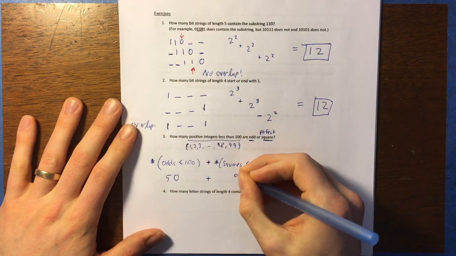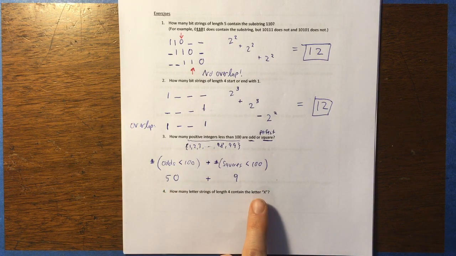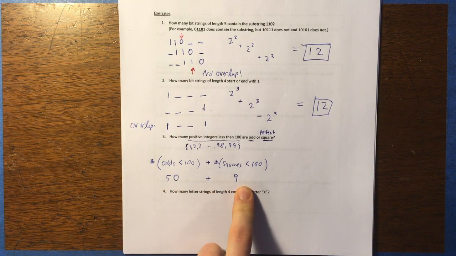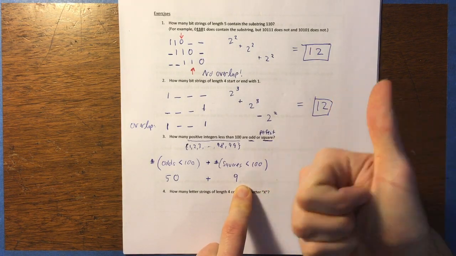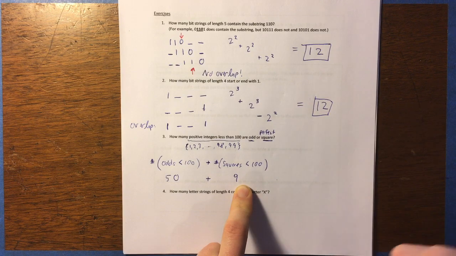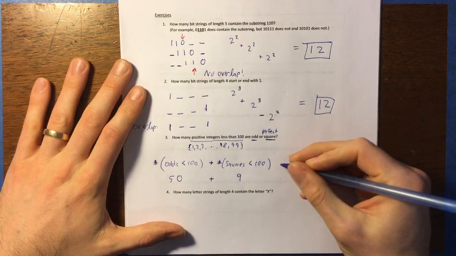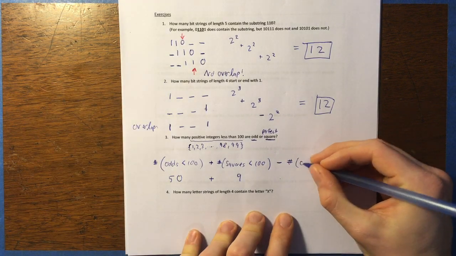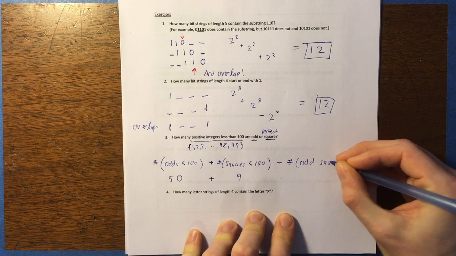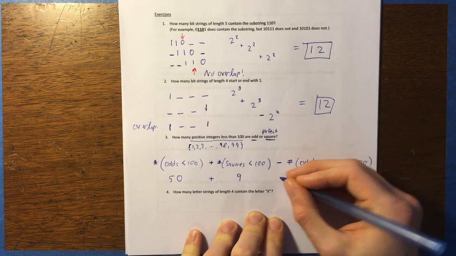So plus 9. Okay. So now that is my adding up odds plus squares, but then aren't there some squares that are odd? Like 1 is a square number and 1 is odd. 25, right? 25 is a square number and 25 is odd. So that's the overlap. I have to subtract my overlap. So I'm going to subtract the number of integers that are both odd and square. So odd squares less than 100. And how many of those are there?